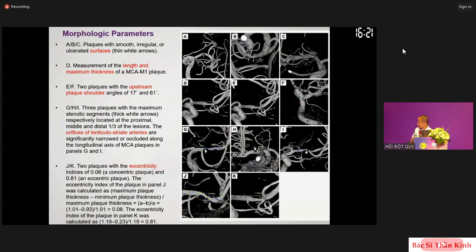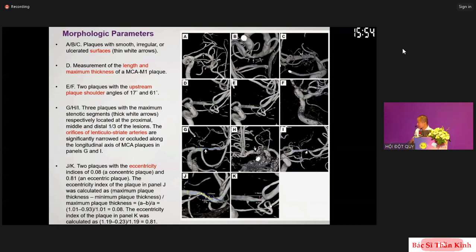And we also assess the plaque location, whether it's in the proximal third, middle third, or distal third of the plaque. And we also assess the orifice of the penetrating arteries, okay? For example, in this patient, you can see a perforator coming out very close to this plaque, but the ostium is still intact, okay, it's not affected.